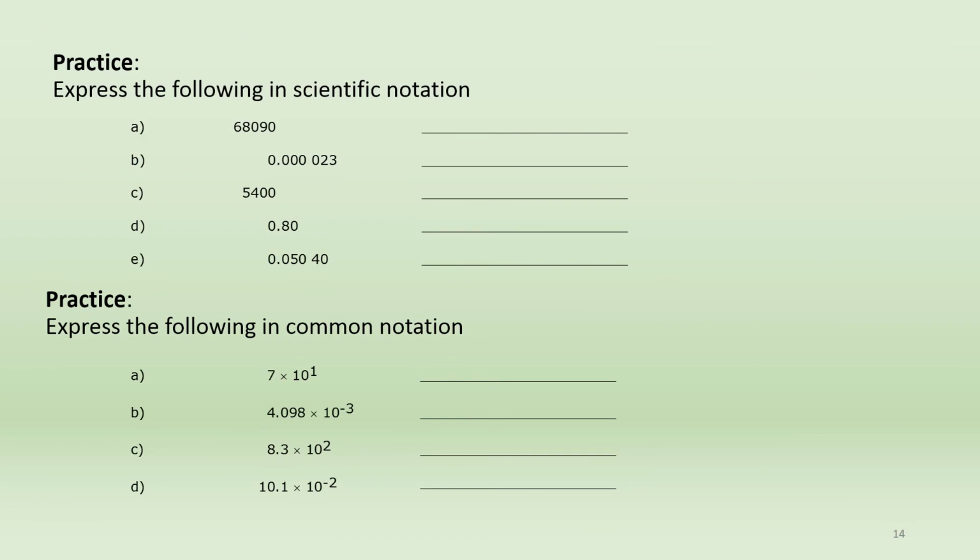So let's get some practice. Let's convert these numbers from common notation to scientific notation. We have 68,090. We'll have to move the decimal over 4 places to the left, and so we're going to have a number times 10 to the 4. This number is greater than 1, therefore it has a positive exponent of 10. Now, furthermore, the 0 to the right is not significant because there is no decimal in the number, so that 0 would not be carried into scientific notation. It's simply 6.809 times 10 to the 4.